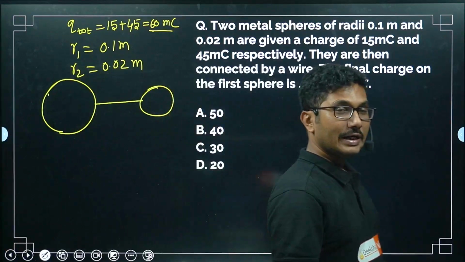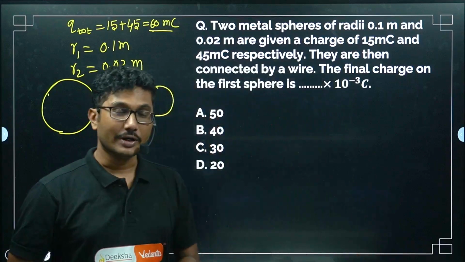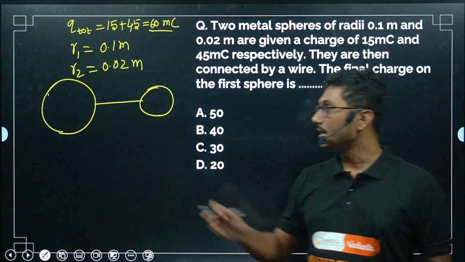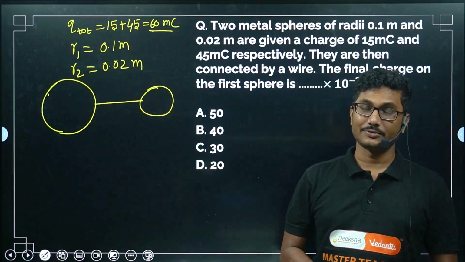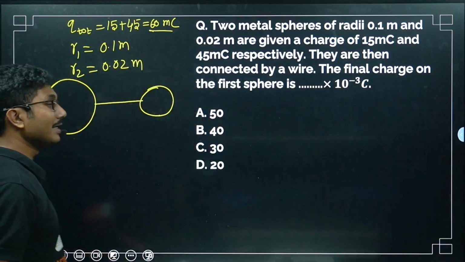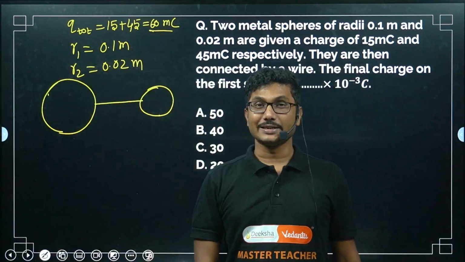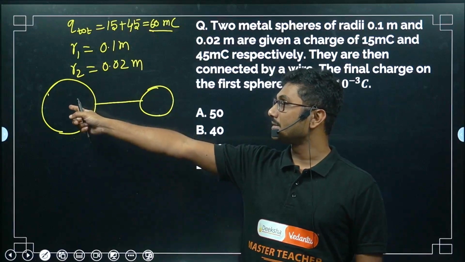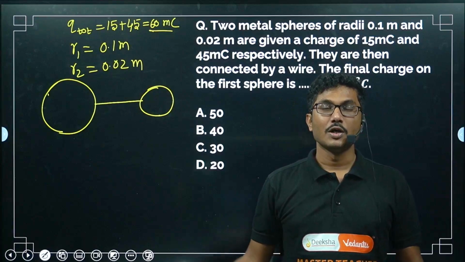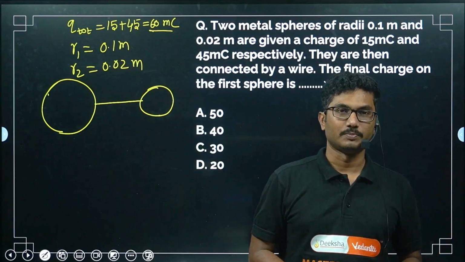If you read some of the questions, they generally mention two identical spheres, two spheres having the same radius. In that case, it will be equal. But here, these two spheres are not the same. They have different radii. So for different radii, when will the charge exchange stop? One of them has 15 microcoulomb, another has 45 microcoulomb. So obviously, they will exchange charges. Now, when will the charge stop?